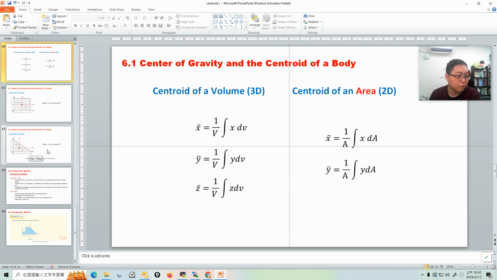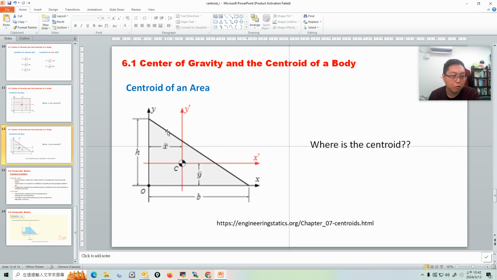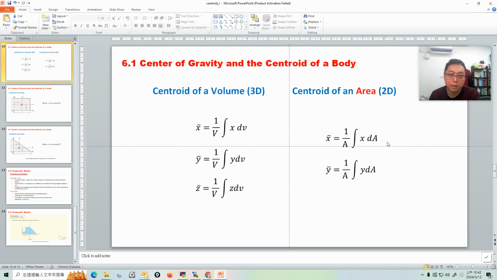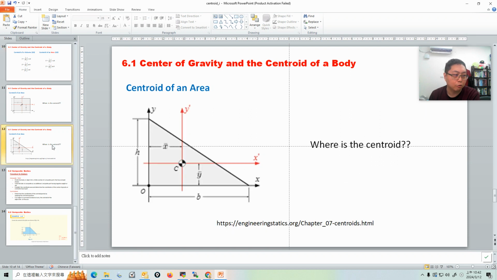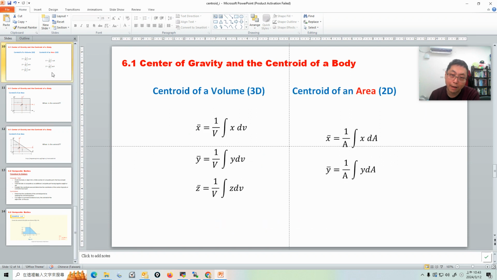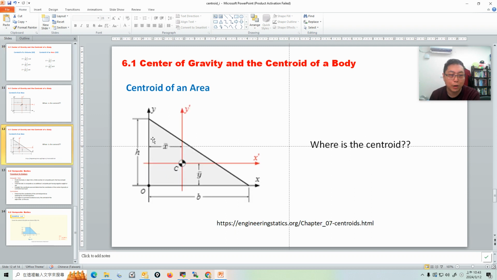But what I'm going to do in this video is the right triangle. The right triangle will be used a lot, and this formula can really help you calculate the centroid of the right triangle. After all, you have to remember the conclusion for the centroid of the right triangle. Okay, let's start with it.